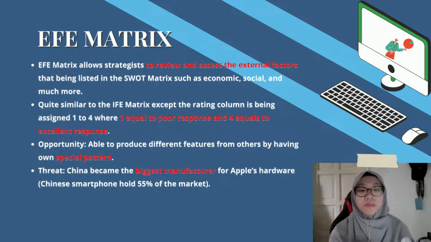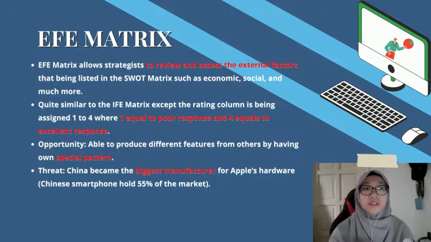Referring to the slide, Apple is able to utilize their opportunities, especially the first opportunity, which is being able to produce different features from others by having its own special pattern. Apple believes that by owning a special pattern, the company is able to avoid rival firms copying their smartphone design and operating system features. Meanwhile, the highest weight in the threats column is China becoming the biggest manufacturer for Apple's hardware, with Chinese smartphones holding 55% of the market. This becomes a threat for the company.